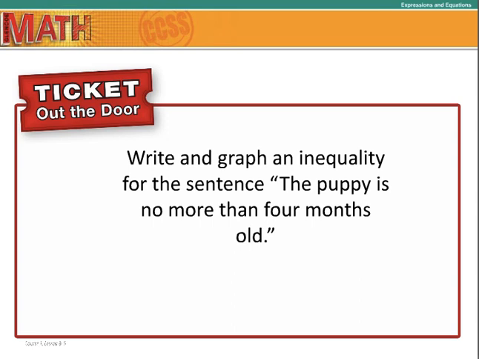So I would like you to write and graph an inequality for the sentence, the puppy is no more than 4 months old. Since you're unable to draw an actual number line, just tell me if you would do an open circle or a closed circle or dot on the number line and which direction it goes, left or right, and starts at where. Does that make sense?